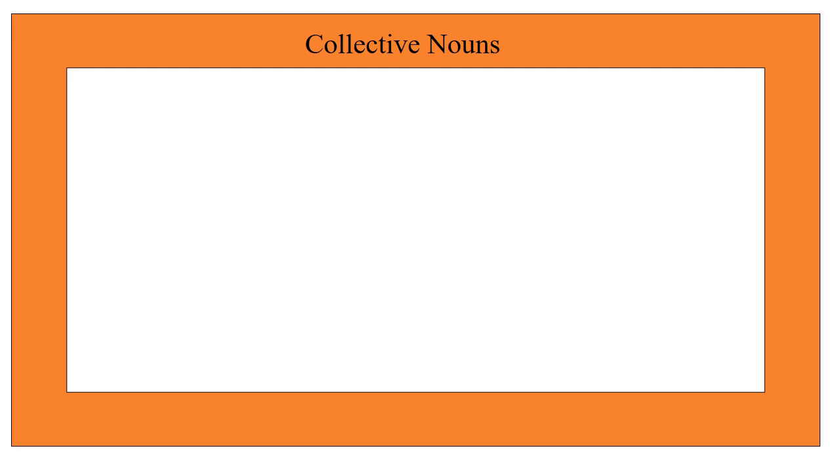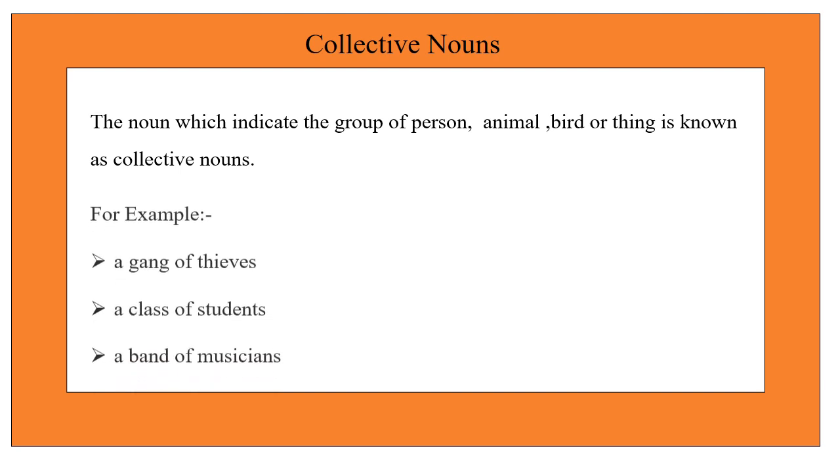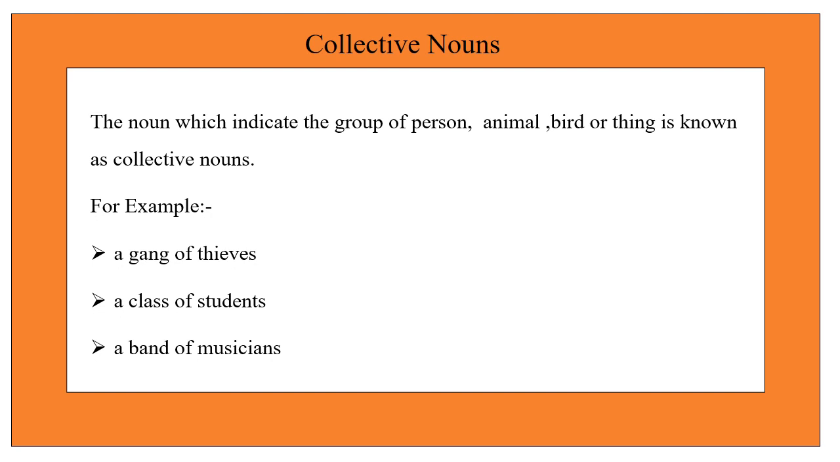Dear students, already we have learnt about collective nouns. So let's see what is meant by collective nouns. The noun which indicates the group of person, animal, bird or thing is known as collective noun. In simple words, the noun which shows the collection of person, animal, bird or thing is known as collective noun. For example, a gang of thieves.